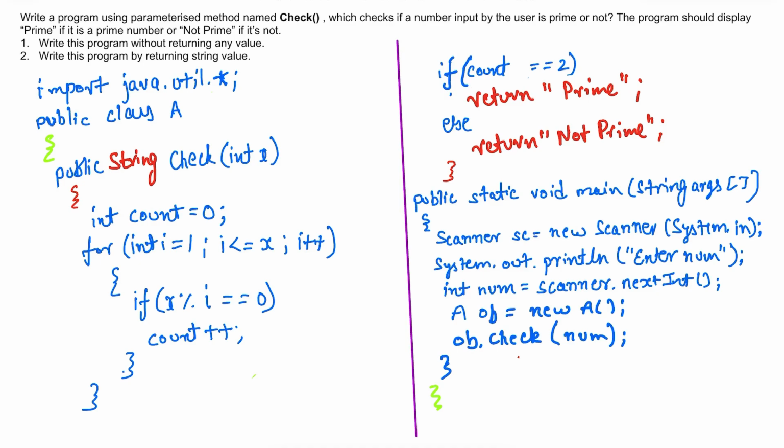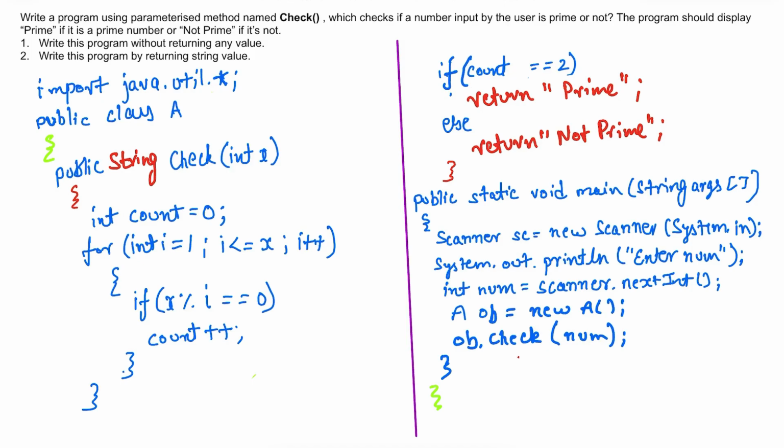Now one other change we need to make, and our program is complete. What change do we need to make? Since now the function is returning a string, we are sending back a string value. In case the count is 2, we're returning the string prime, and in case the count is more than 2, we're returning not prime.